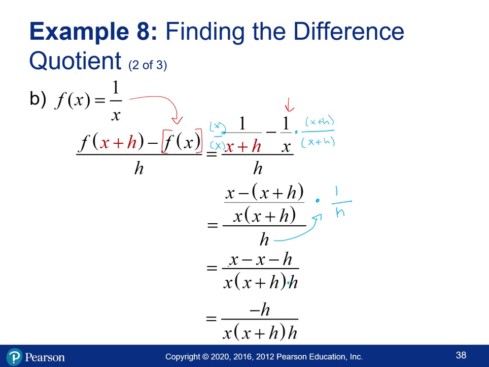And notice that the x minus x goes to 0. And then we have a negative h on top. We're multiplying by an h on bottom. So we can divide those out, because that's going to be negative 1 left over on top. And so go ahead and bring the minus to the front. And then this is our final answer. Okay, so negative 1 over x times x plus h.